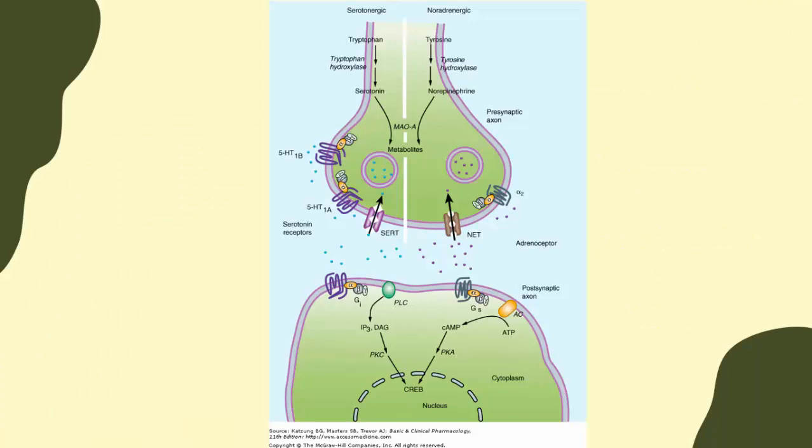So basically, you need to know about serotonin and noradrenaline first. And I believe that you have learned about the synthesis of these neurotransmitters, the metabolism, and also the action of these neurotransmitters in your previous lecture in the neurotransmitters in the brain class.